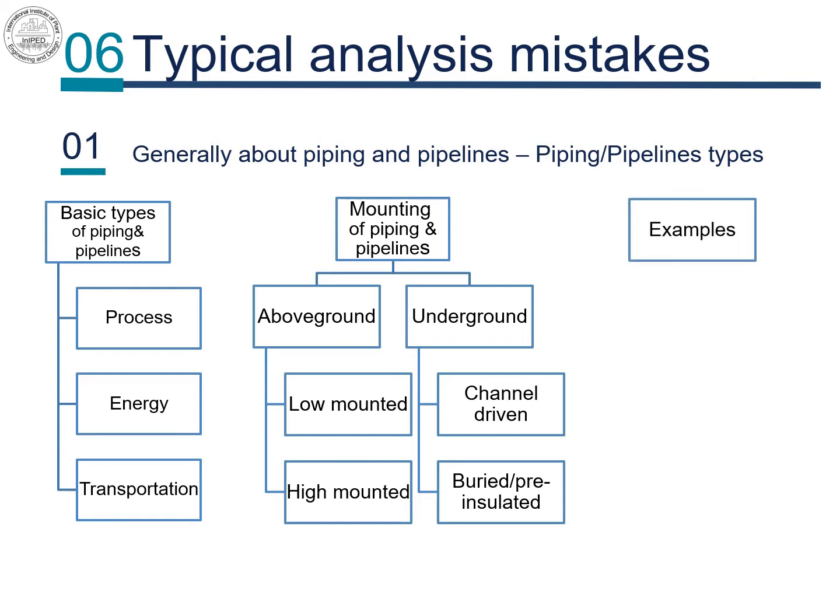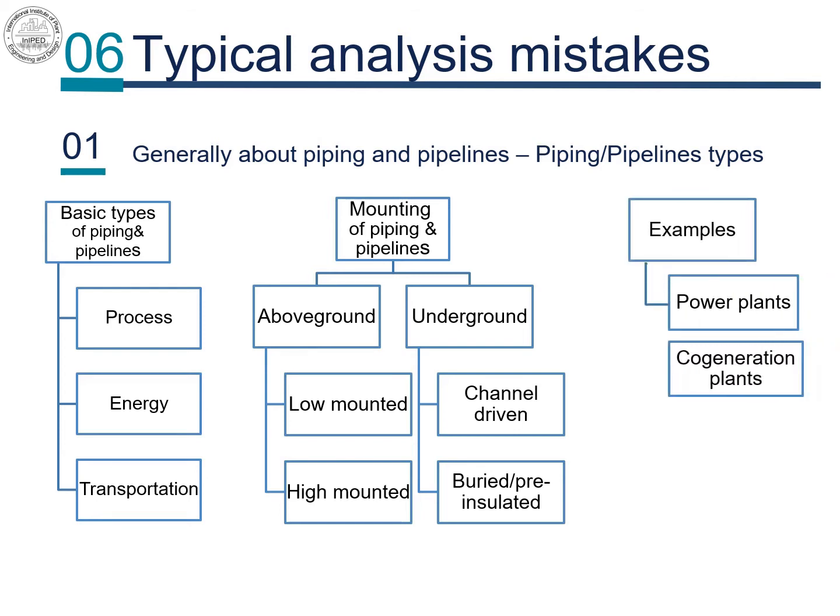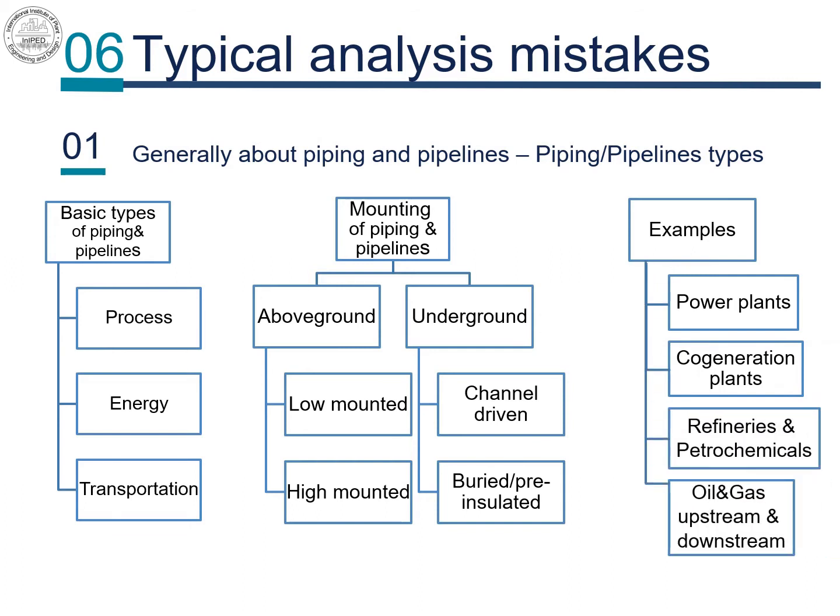Examples of such piping and pipelines can be found in power plants, cogeneration plants, refineries and petrochemicals, oil and gas upstream and downstream processing, as well as in other industrial and process plants. They could also be pre-stressed, for example cold cut, etc., or not.